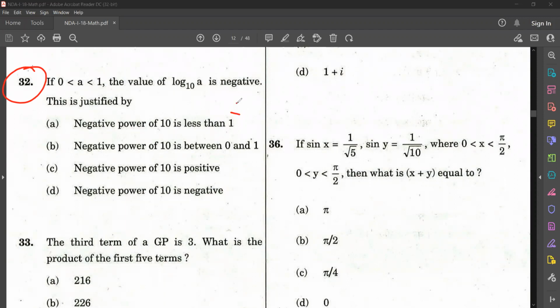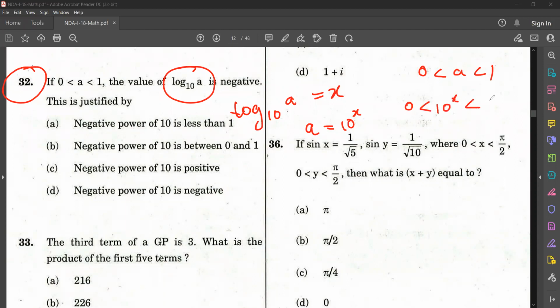Okay, so listen, log to the base 10 of a, let that be x. And they are saying that this is negative. If log to the base 10 of a is equal to x, we can write a is equal to 10 raised to x. It is given that 0 less than a less than 1, isn't it? That means a is 10 raised to x, so 0 less than 10 raised to x less than 1.